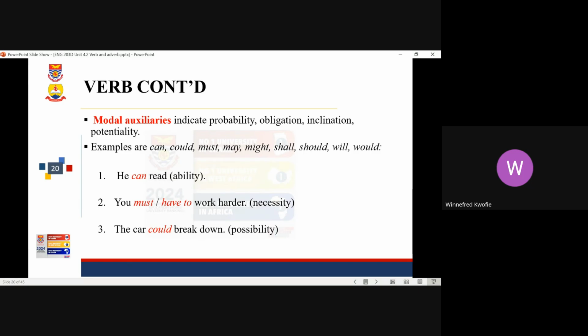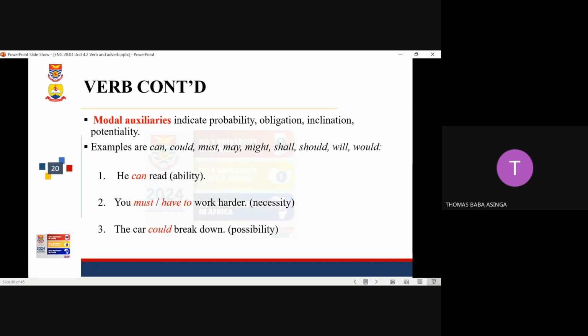So we are looking at the modal auxiliaries, and I said that they indicate situations like possibility, obligation, inclination, potentiality, and so on. So look at the examples that he can read. It's indicating an ability.